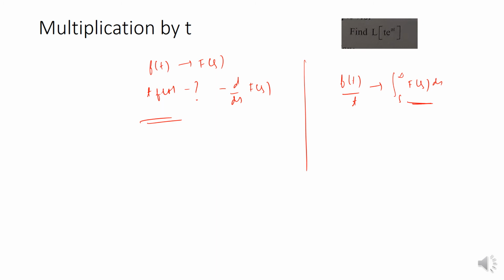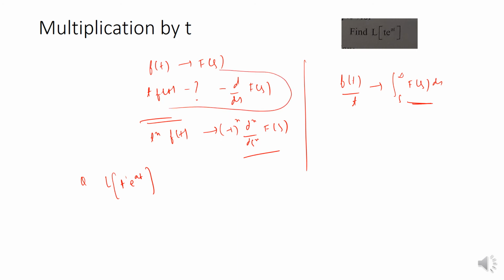Before going to the question, if suppose you have t power n into f of t, the Laplace transform of this is minus 1 power n dou n by dou s power n of f of s. You have to do it n times and multiply with minus 1. So if our question is Laplace transform of t into e power at, t here is only power 1, so minus 1 into dou by dou s of f of s. That's why t into f of t gets a minus dou by dou s of this.